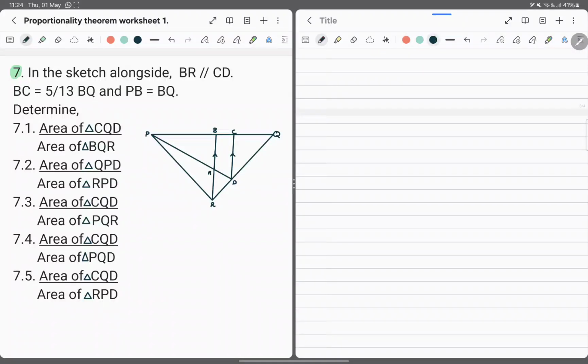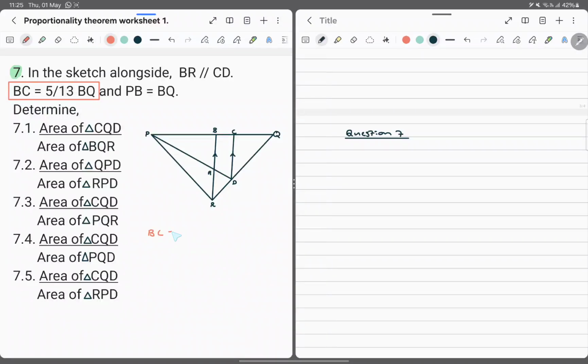All right, question 7. What do we have here? In the sketch alongside, BR is parallel to CD. We can see it's indicated. And BC is equal to 5/13 BQ. Now, can you see this? The way this is given, it's not making sense for a student. So always do something about it.